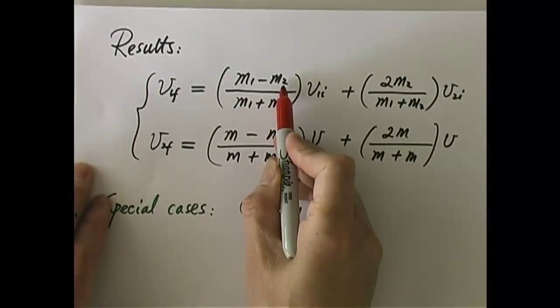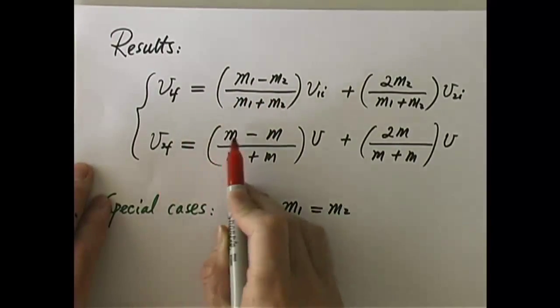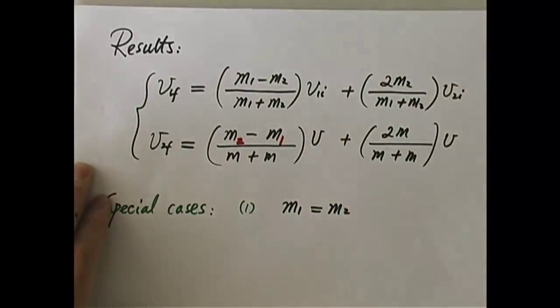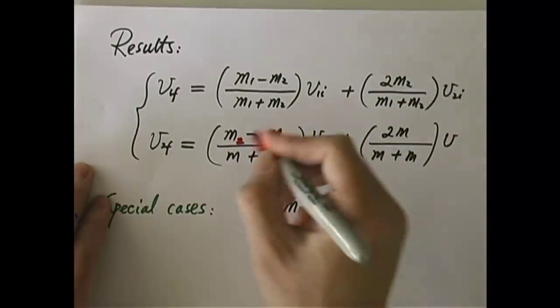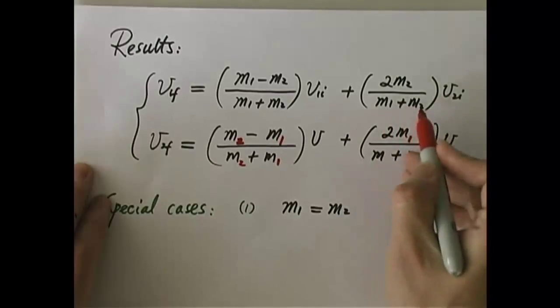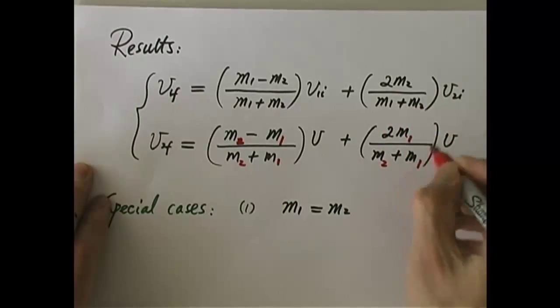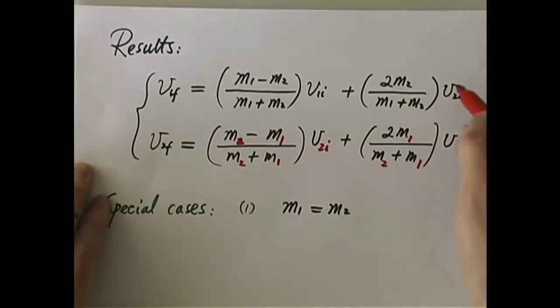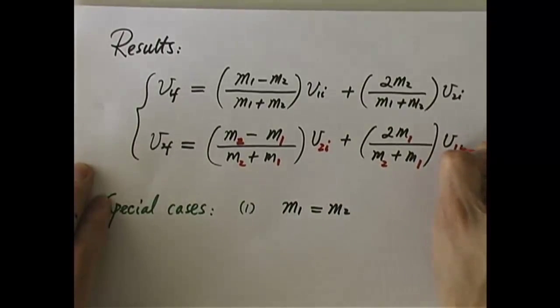m1 minus m2, that's for v1 final. Now that I want v2 final, let me exchange the index 1 and 2. So this is m2 minus m1, right? And then m1 plus m2 is just m2 plus m1. 2m2 becomes 2m1. m1 plus m2 again becomes m2 plus m1. v1 initial, what's that? Yeah, it's v2 initial now. And v2 initial goes back to v1 initial. There we go. We found v2 final.